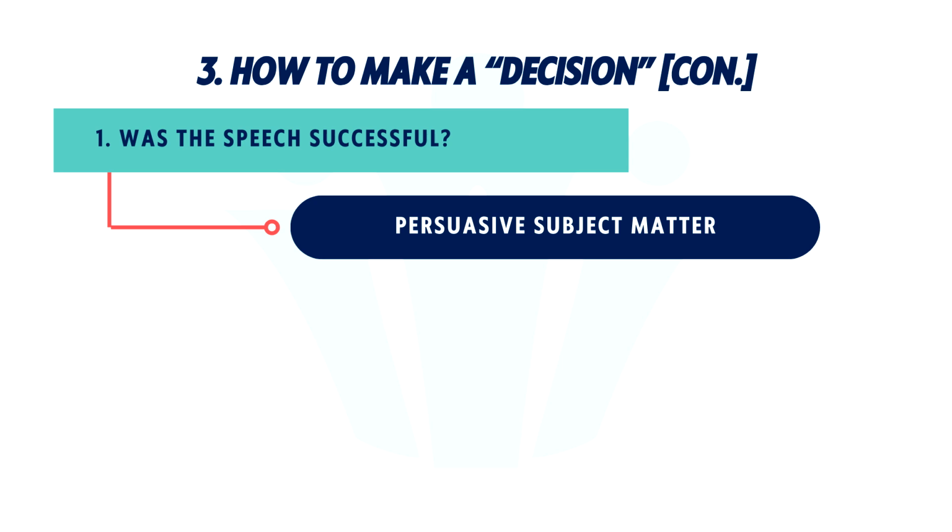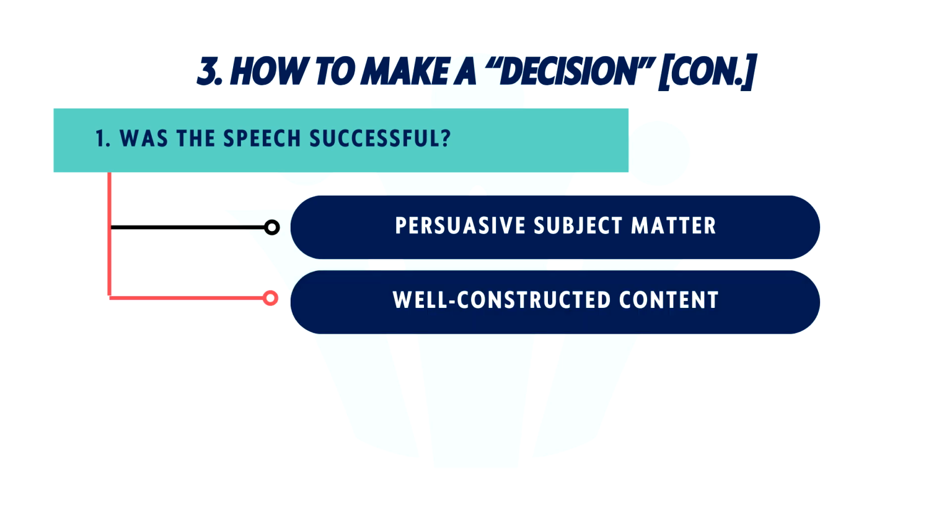It should be relevant, compelling, and tailored to the audience's interests and needs. However, it should be noted that impromptu speeches may prioritize being descriptive or informative rather than persuasive. Second, well-constructed content. The speech should have a clear structure, including a strong opening to capture attention, a logical flow of ideas in the body, and a memorable conclusion to leave a lasting impression. Key points should be prioritized, and transitions should ensure a smooth progression of ideas.